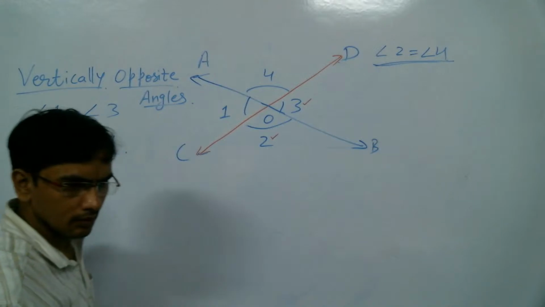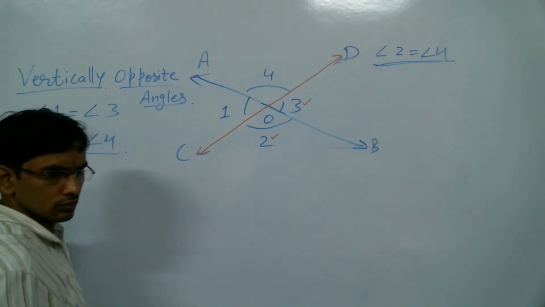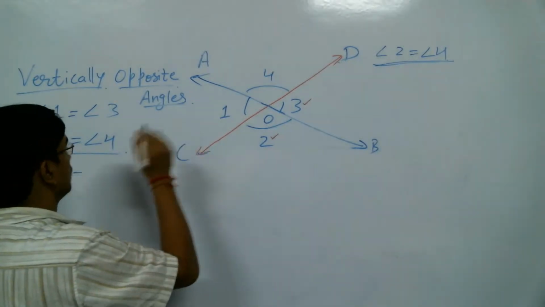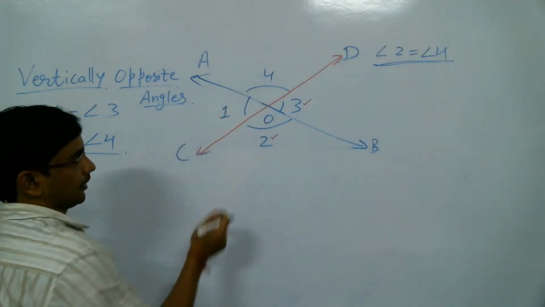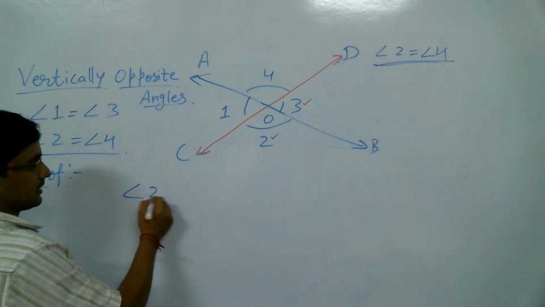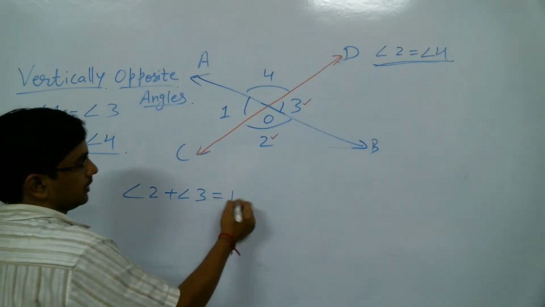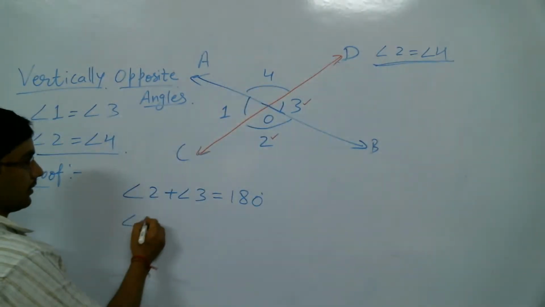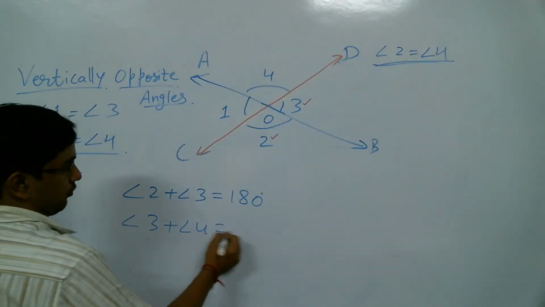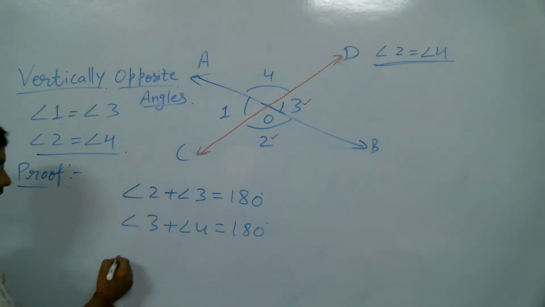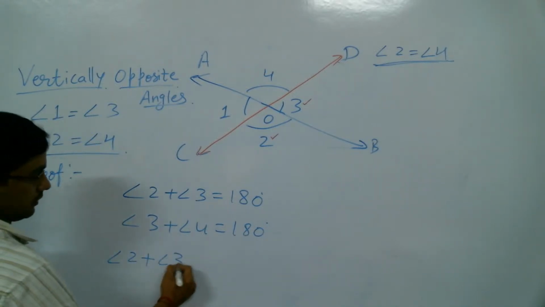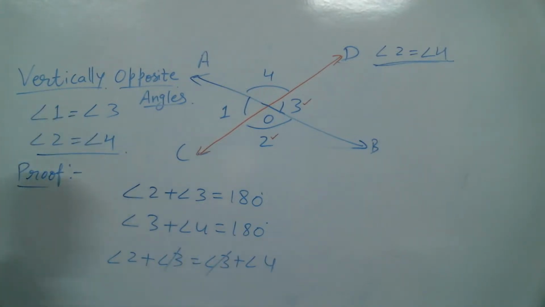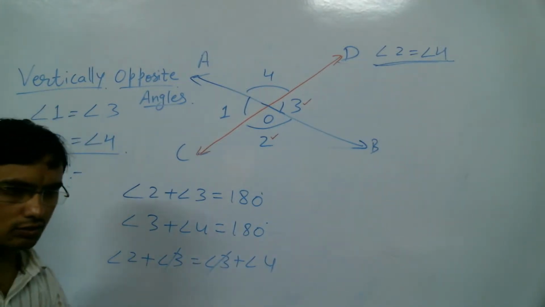See. Okay, fine. So if we have to prove 2 equal to 4, we can take angle 2 plus angle 3, and then take its neighbouring angle, angle 3 plus angle 4. What will happen here? 2 plus 3 is equal to 3 plus 4, and 3 and 3 will be cancelled. So angle 2 is equal to angle 4.